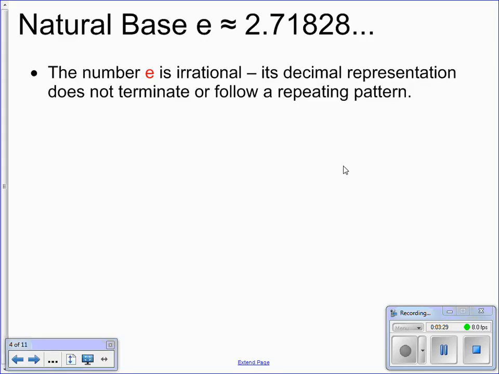So every time we assign a number a letter name, it's because there's something interesting happening. We can't just call it a number like 10, so we give it a letter instead.